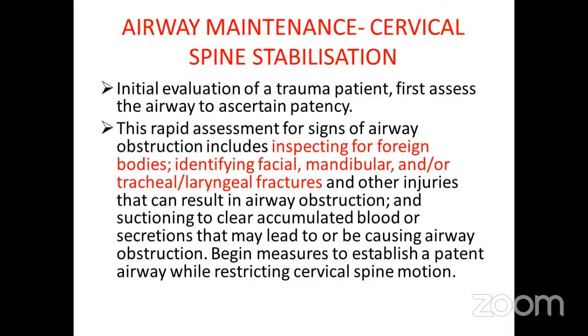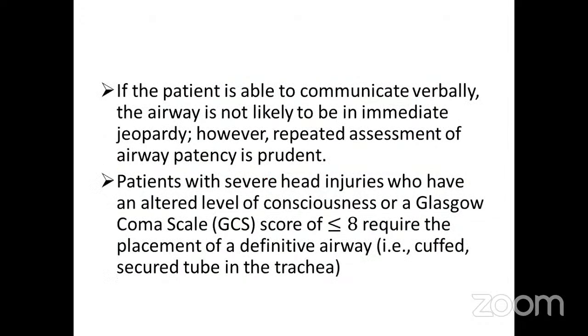Coming to the airway maintenance with cervical spine stabilization. In the initial evaluation of a trauma patient, the first thing you should assess is the airway patency. What do you really look for in an airway? We should look for any obstructions, which include a foreign body, and identify facial, mandibular, tracheal and laryngeal injuries. When there are signs of airway obstruction, we should clear the accumulated blood by suction, or secretions that might cause the airway obstruction. These measures should be done while restricting the cervical spine motion. If a patient is able to communicate verbally, then the airway is less likely to be jeopardized.